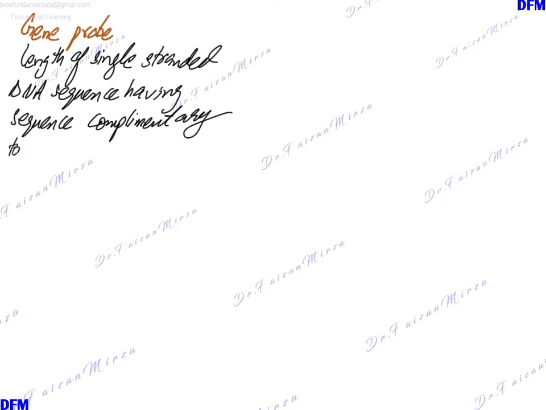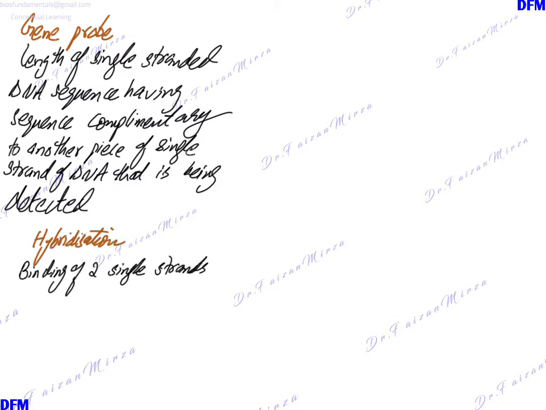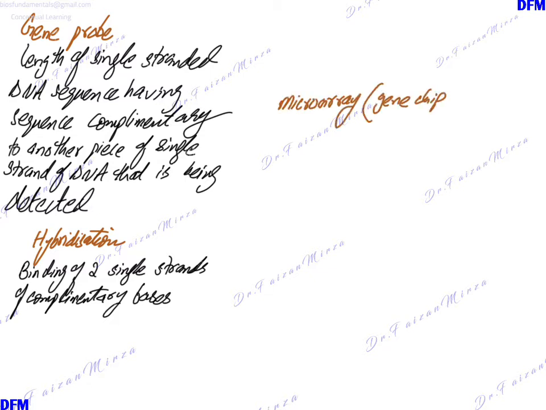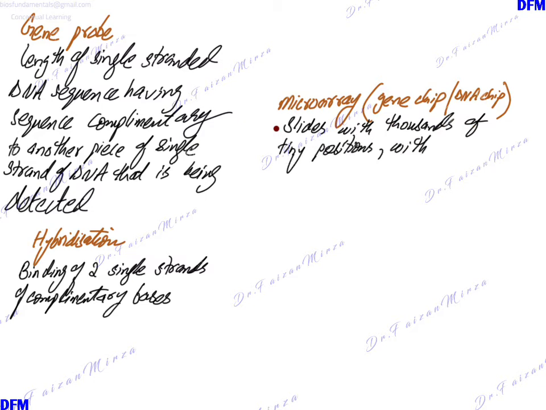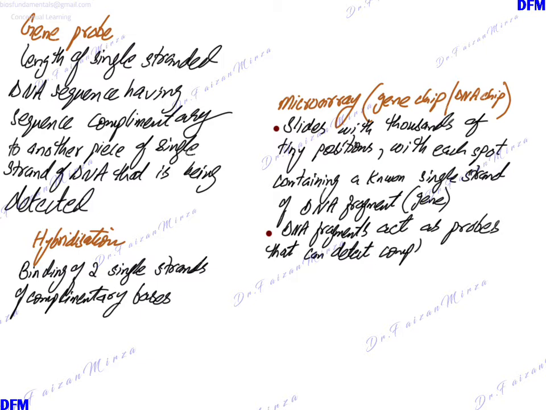It's a length of single-stranded DNA having a sequence complementary to another piece of single-stranded DNA, which is being detected. Hybridization is the binding of two single strands of complementary bases together. This brings us to the concept of microarray, gene chip, DNA chip. Microarrays are slides with thousands of tiny positions, with each spot containing a known single-stranded DNA fragment, a gene. The DNA fragments act as probes that can detect complementary sequences of DNA or RNA.